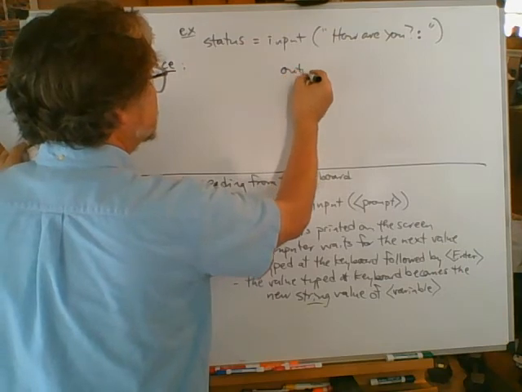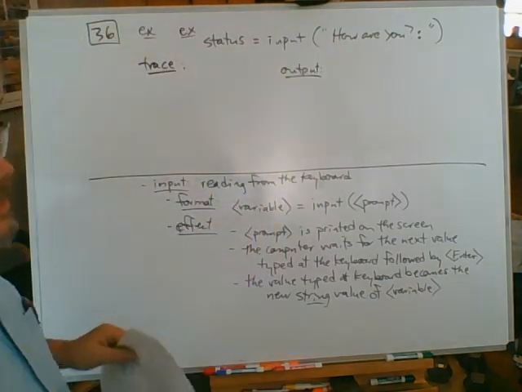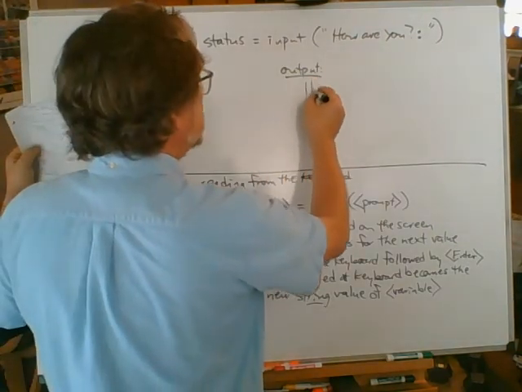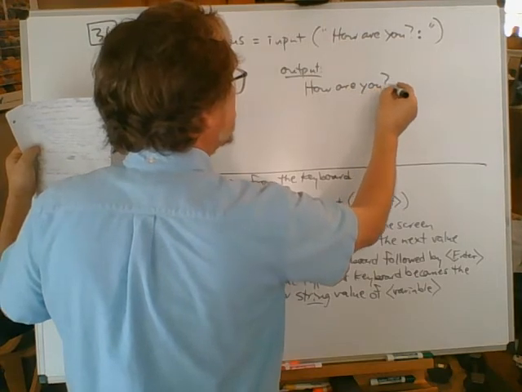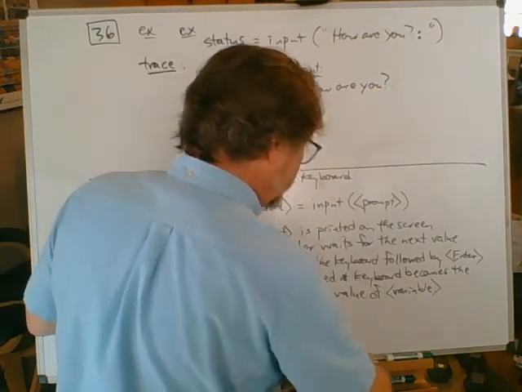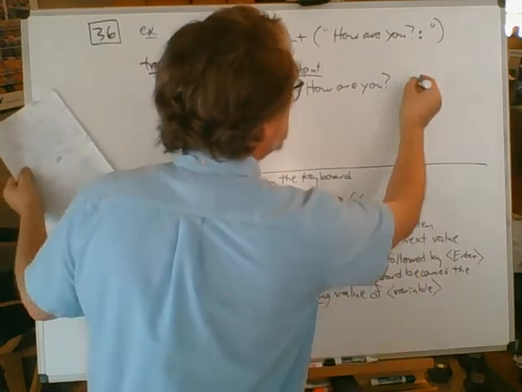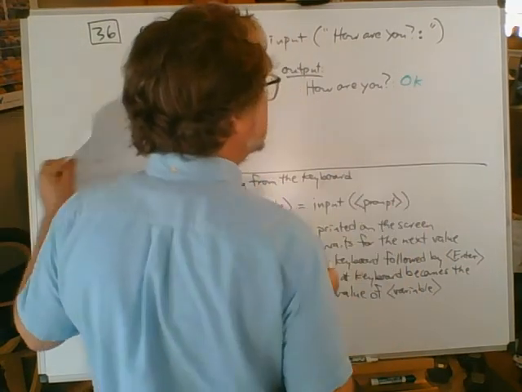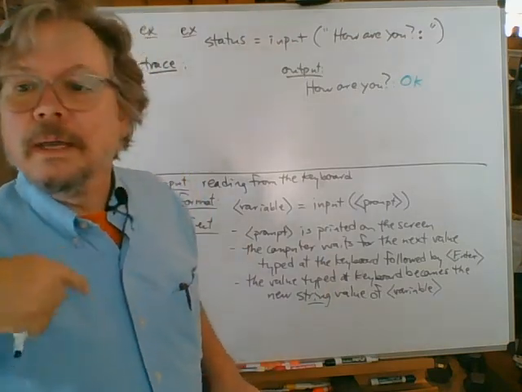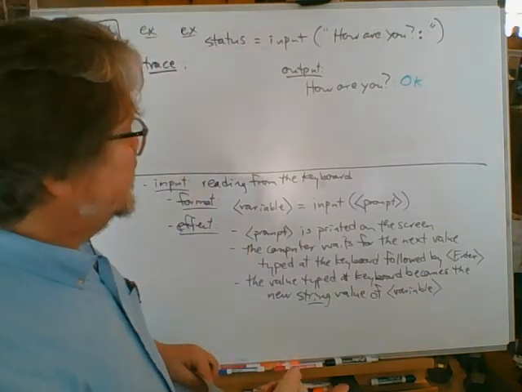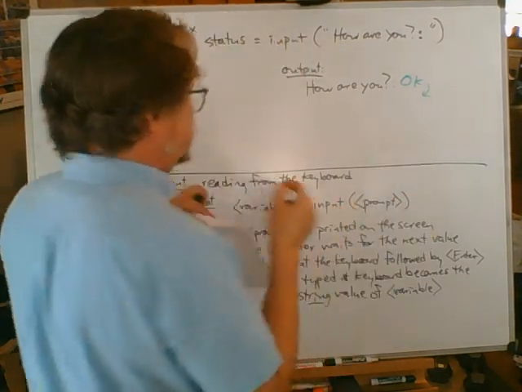Starting with output, the weird thing, the first thing that's done when it hits this statement is print to the screen. It's going to print how are you? And a question mark and a colon. And let the cursor blink over there. And I guess for now we'll just say, okay, not very enthusiastically. But if all we type is an O and a K, then it's not going to see that. So I'm going to put this little arrow here to represent pressing the enter key.